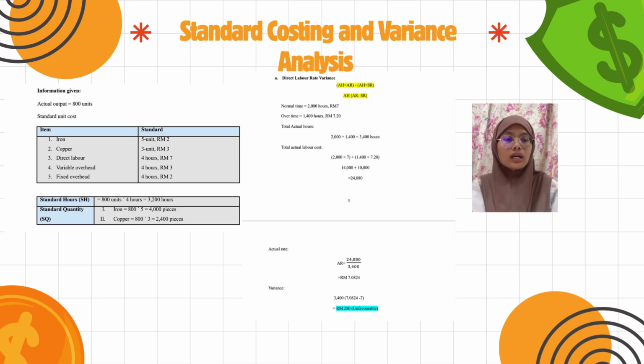So to get the actual rate, 24,080, which is the total actual labor cost, divided by 3,400, the total actual hours, gives the answer RM 7.08. Finally, to get the direct labor rate variance, the actual rate just now is subtracted by the standard rate, which is 7, then multiplied by the total actual hours. So we get the answer RM 280, which is unfavorable.